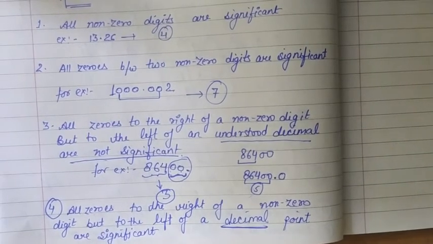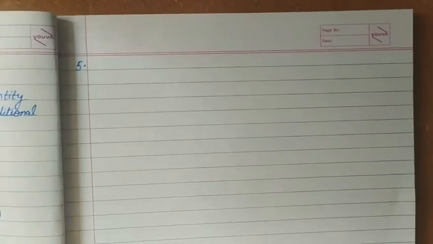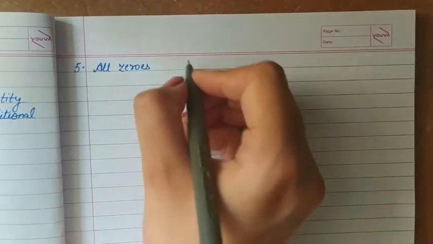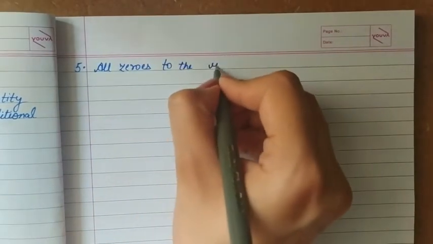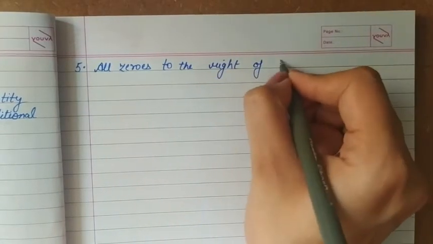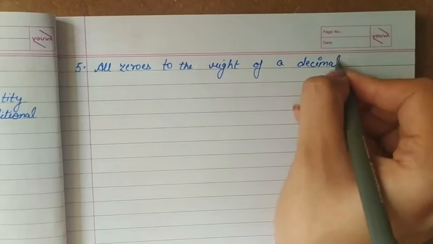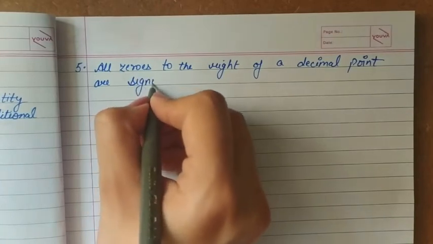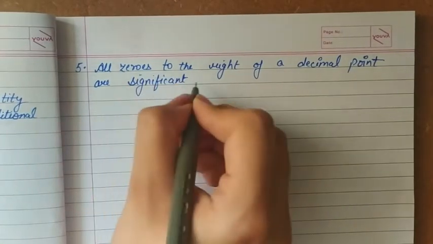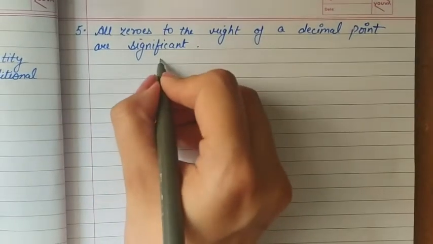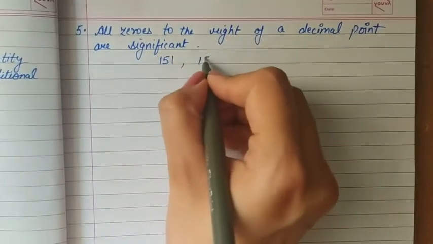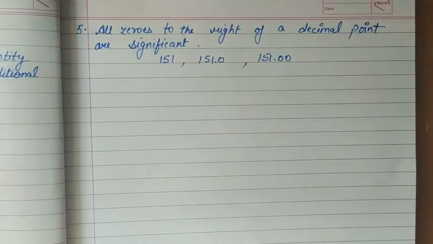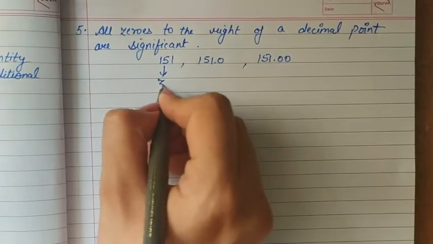Come to the next rule, rule number 5. The fifth rule states that all zeros to the right of a decimal point are significant. Let's see what it states. For example, I have 3 numbers: 151, another one is 151.0, and another one is 151.00. Okay, so 151 has 3 significant digits. It is very clear.